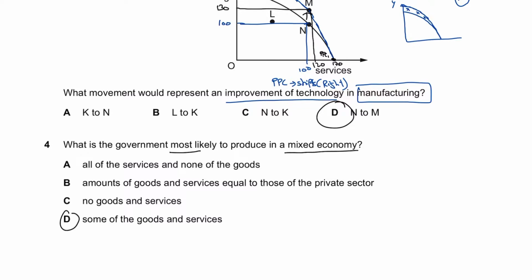because obviously what is the government most likely to produce? Obviously the government will produce some kind of goods and services. The answer can't be A, because the private sector is also producing goods and services, and the government is most likely to produce in a mixed economy an amount of goods and services equal to those of the private sector. Obviously no, we can't say that with an accurate estimate. No goods and services is also not the correct answer, because the government does produce goods and services.